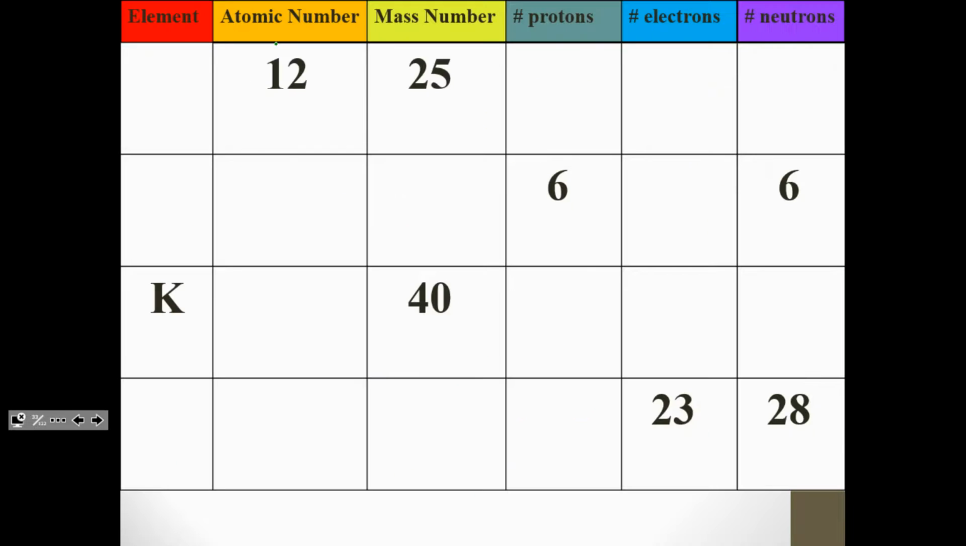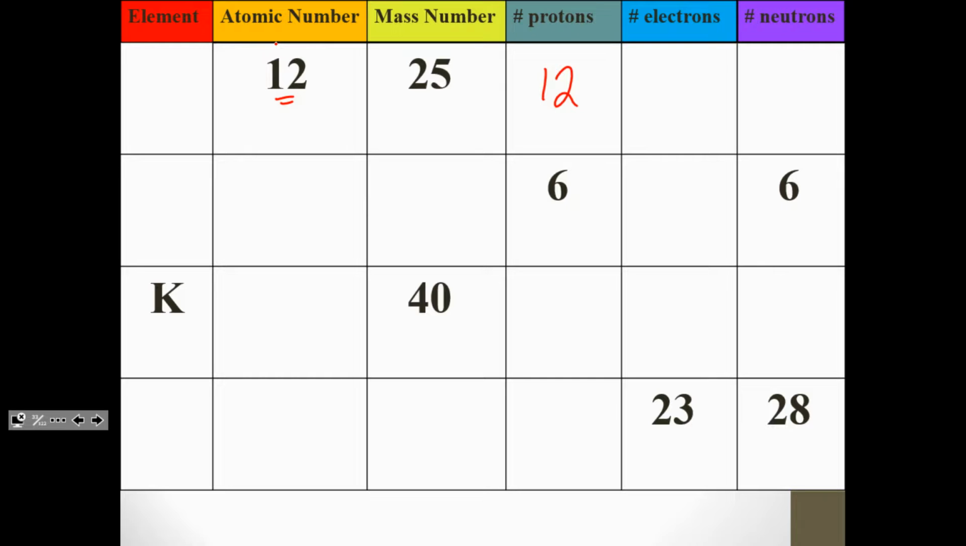So we're going to go ahead and finish notes today by filling in this chart. We have a column for the element symbol. We have a column for the atomic number, the mass number, the number of protons, the number of electrons, and the number of neutrons. So how I'm going to work through this is one row at a time. So the atomic number, I know, is always the same as the number of protons. So I can go ahead and fill those two in.